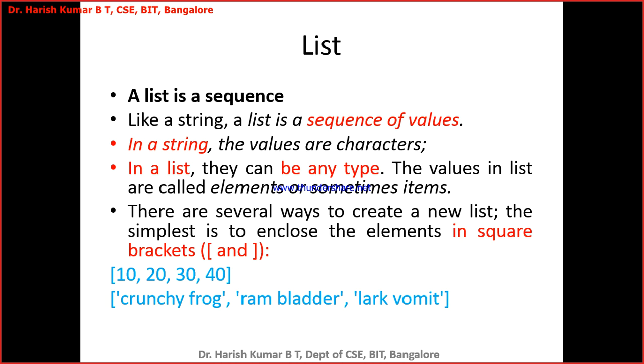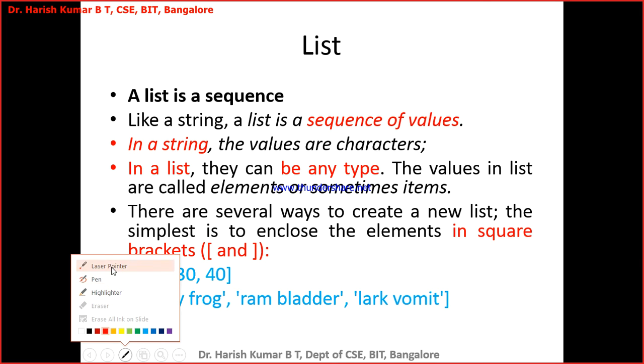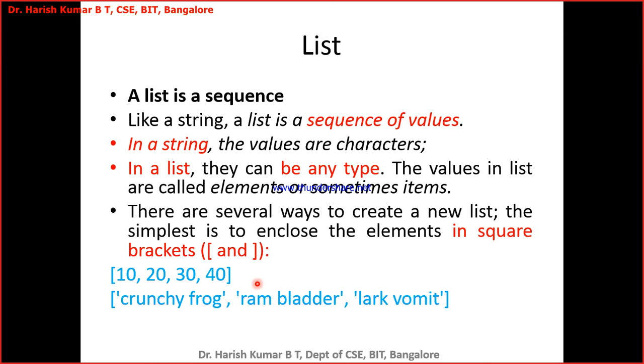So there are several ways to create a new list. Okay. The simplest is to enclose the elements in square brackets. Okay. So like this. So this is a list of integers, and a list of strings. Like this you can create any type of list which you require. Okay. And even the elements inside the list, or the items inside the list, can be of any type.